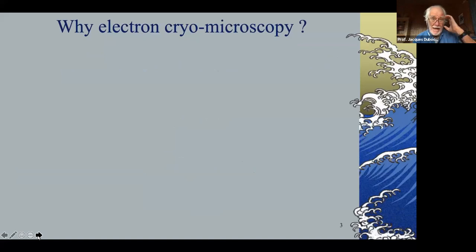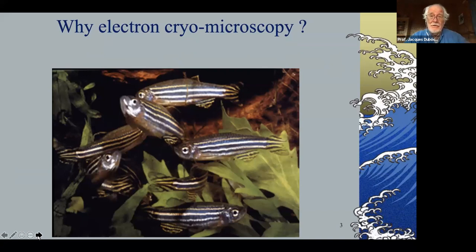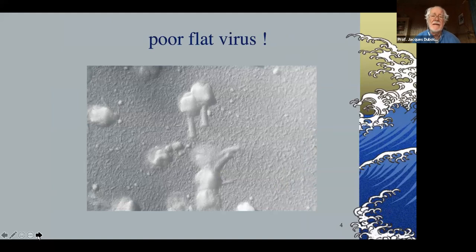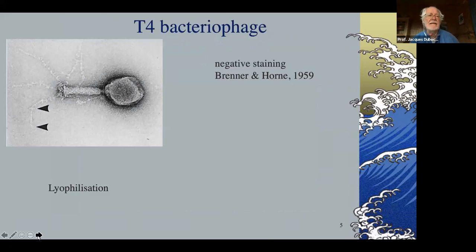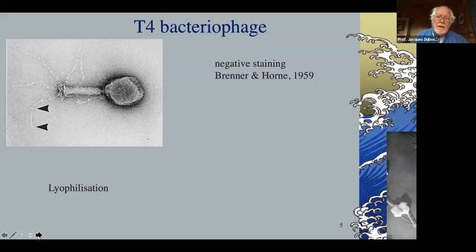Why cryo-electron microscopy? Because you and I are all made out of water, mostly water and a little bit of other things. But water evaporates in the vacuum of the electron microscope, and therefore for 50 years, electron microscopes could not look at specimens in water, and this is a great pity. You see, this is a T4 virus, and this one has dried on a supporting film, and the poor virus is not elegant. Now, very smart people have developed various methods to try to preserve, nevertheless, a little bit of the structure. For example, the famous negative staining, where you keep the structure surrounded with heavy metals, or lyophilization, freeze drying. That's very nice.